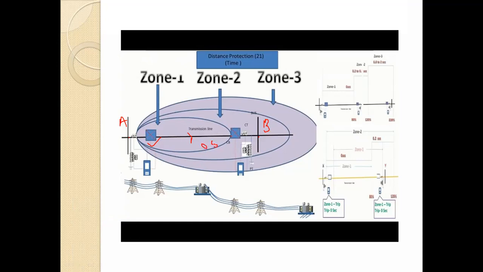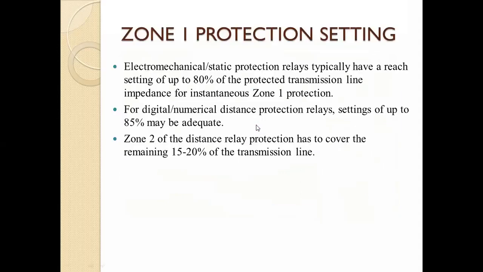Within zone 1, when a fault occurs, at the same instant your relay will start operating. But for this zone 2, some time is set. Suppose it is 0.2 seconds. It means if these relays fail to operate, then the relays in this zone 2 will operate at 0.2 seconds.